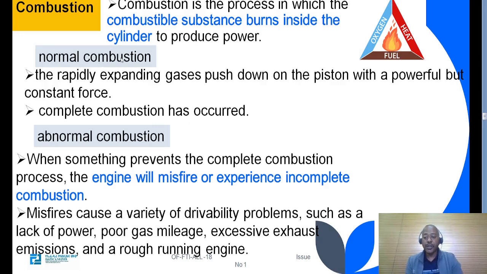If the combustion process is abnormal, then when something prevents the complete combustion process, the engine will misfire or experience incomplete combustion. Misfire causes a variety of drivability problems, such as a lack of power, poor gas mileage, excessive exhaust emission, and a rough running engine.